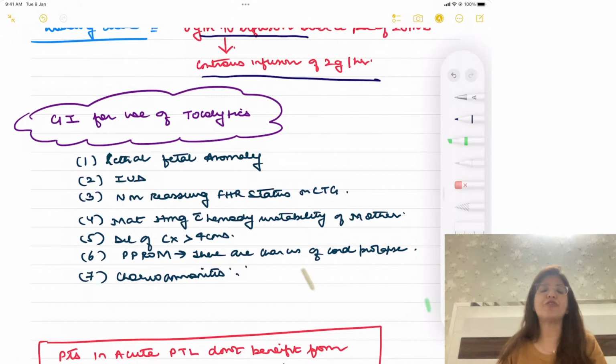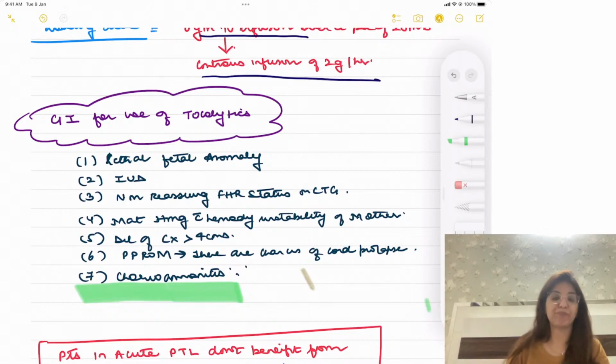Right? If there is preterm premature rupture of membranes and there are high chances of cord prolapse. So when I'll be talking to you about preterm premature rupture of membranes, one contraindication I'll tell you is that if the head of the baby is not engaged and preterm premature rupture of membranes has happened, then there are high chances of cord prolapse, and that is a contraindication for using tocolytics, and if there is chorioamnionitis, right?